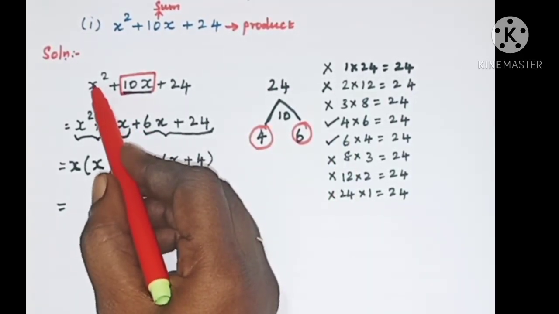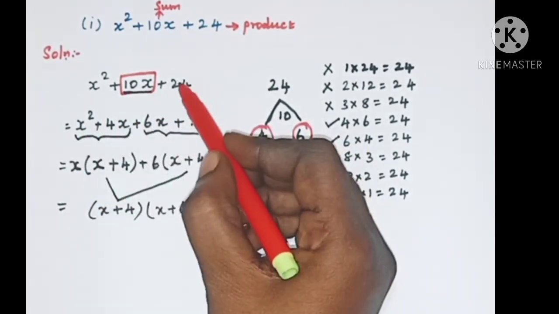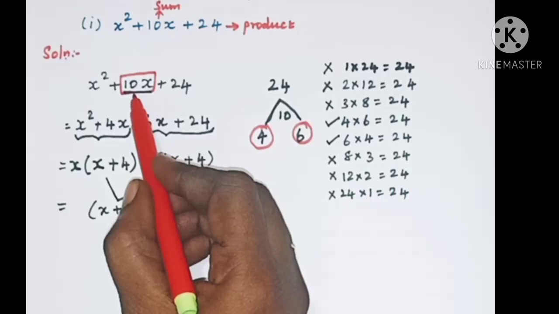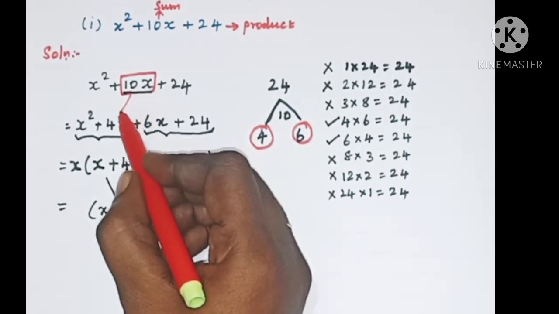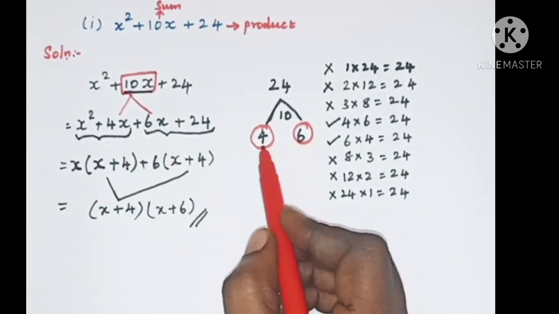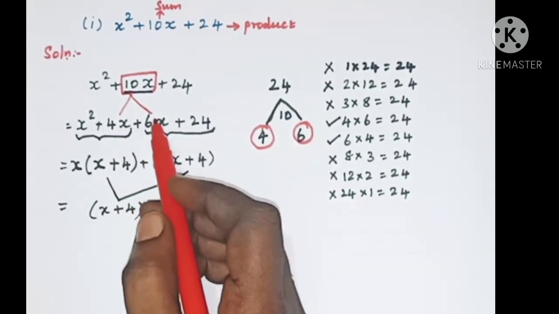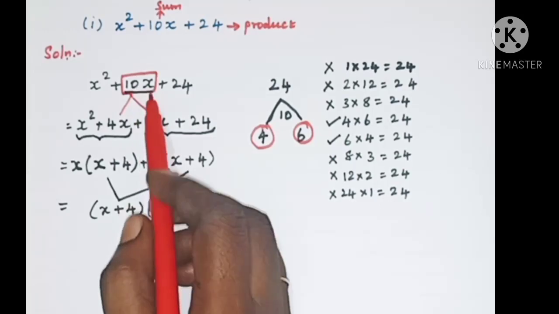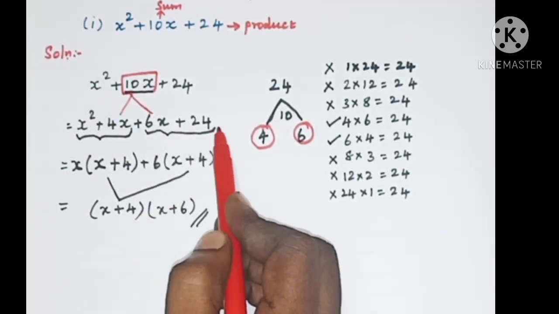So write the first term x square as it is. Write the last term as it is. Now we have to split the middle term 10x into two terms. So 4x and 6x. If we add these two, 4x plus 6x is 10x. Now x square plus 4x plus 6x plus 24.